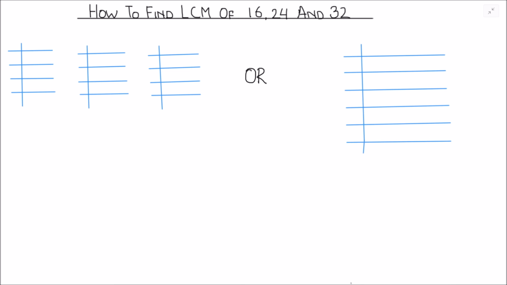The full form of LCM is least common multiple. Least common multiple means a number which is common to all the three numbers and is the least number that divides all the three numbers fully. Let us now find the LCM of these three numbers.